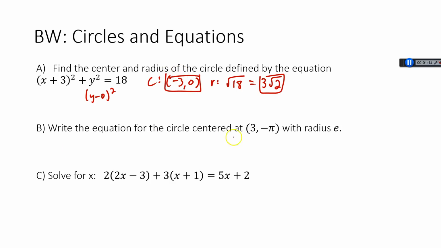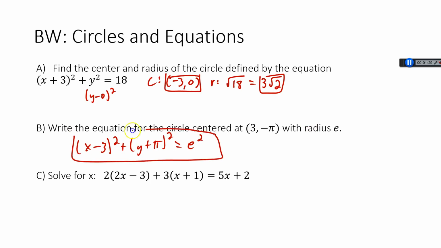Now, they want us to write the equation for the circle centered at (3, negative pi) with radius e. Well, we can do that. It's going to be x minus 3 squared plus y plus pi squared is equal to e squared. That's it. E is Euler's number. We'll be talking about it a lot more this year. It's about 2.71.